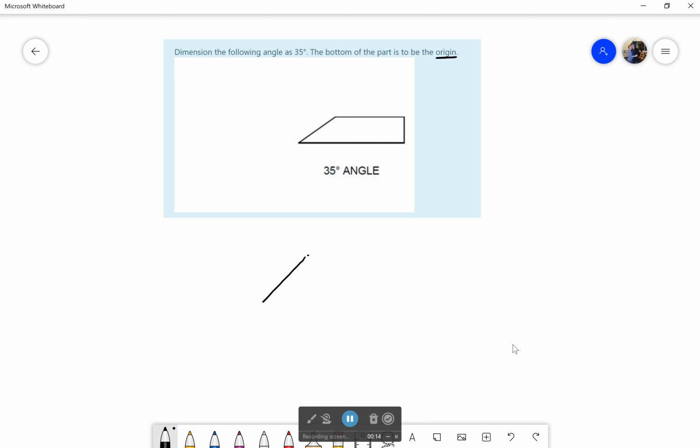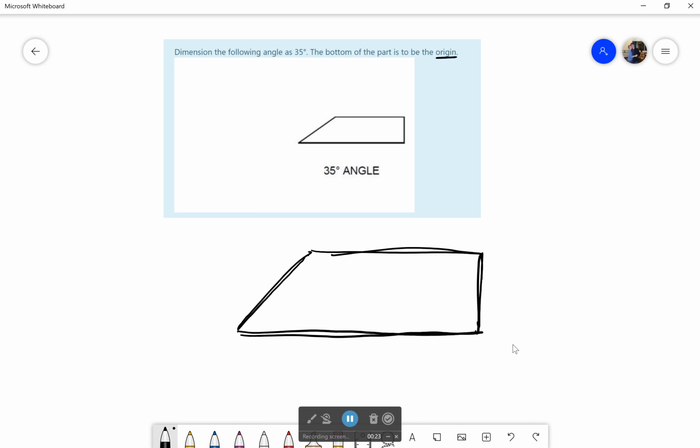Now first off, let me redraw this because I'm trying to do everything the same way you would be. And interestingly enough, there's two ways you can do this dimension correctly. Okay, two ways to do the dimension correctly. The first way is to extend a line off of here. Okay. So now I have my extension line.